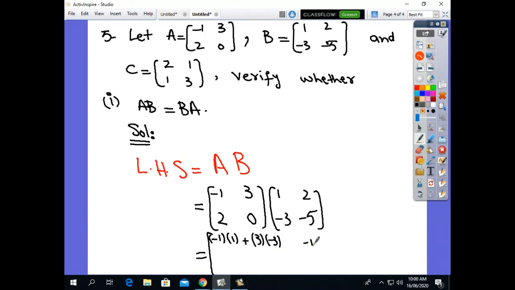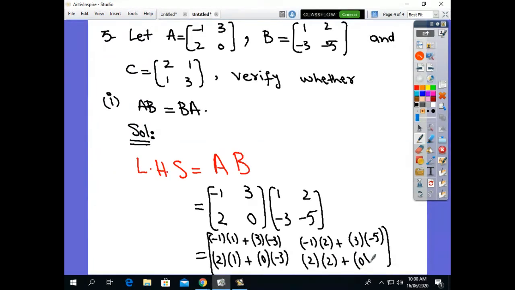Now -1 is multiplied with 2, plus 3 is multiplied with -5. Similarly, 2 is multiplied with 1, 0 is multiplied with -3, that is second row with the first column, second row with the second column. 2 is multiplied with 2 and 0 is multiplied with -5.